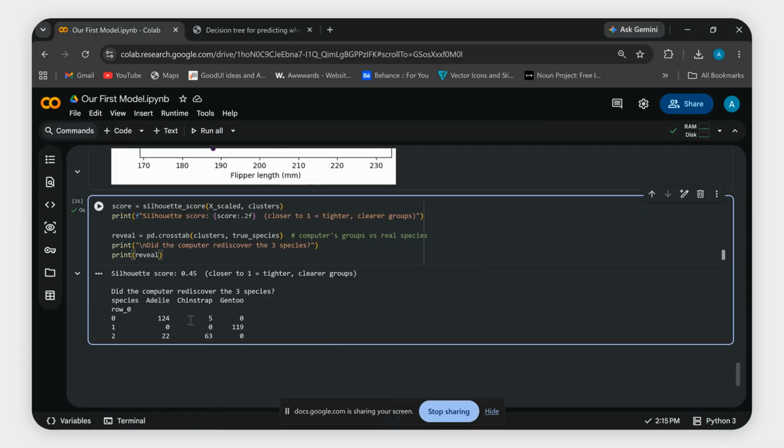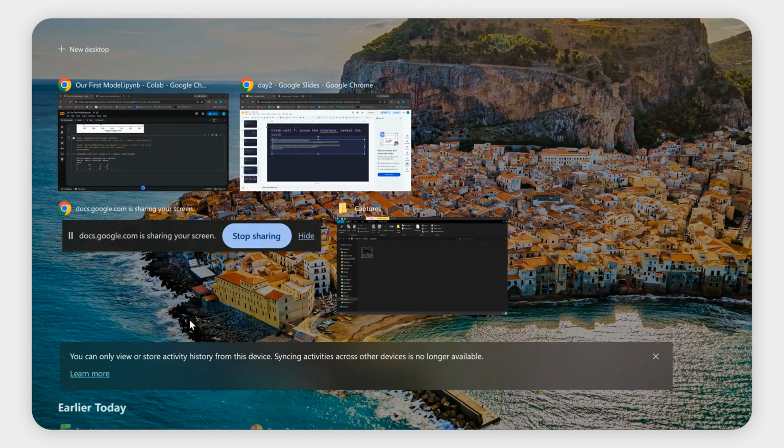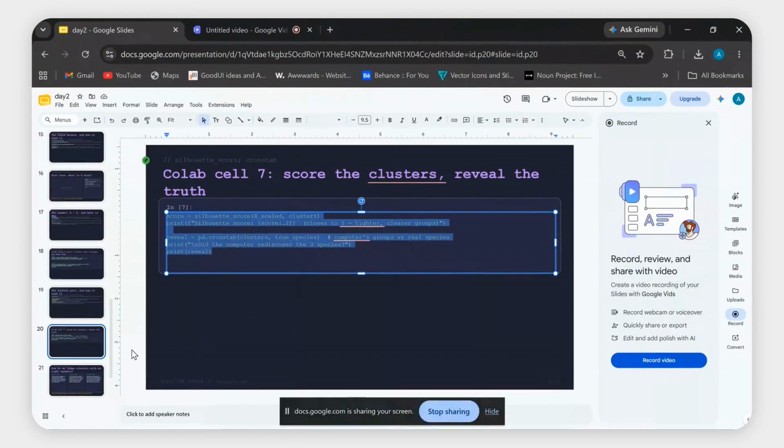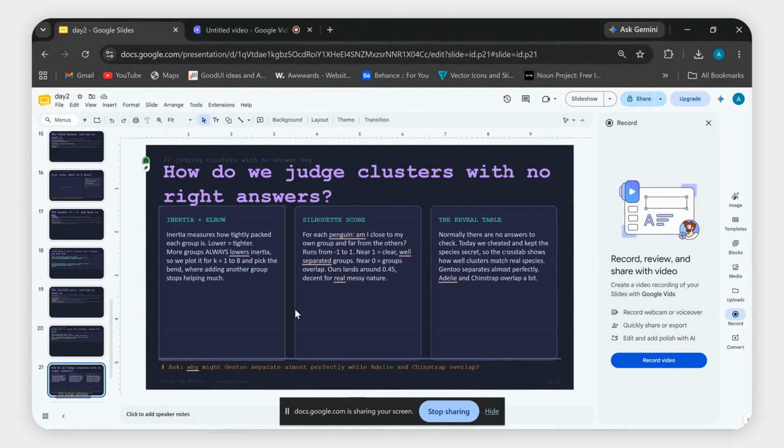So let's quickly talk about the evaluation metrics in unsupervised learning. This is trickier than supervised learning a bit, because there is no answer sheet. We have to judge it on our own.